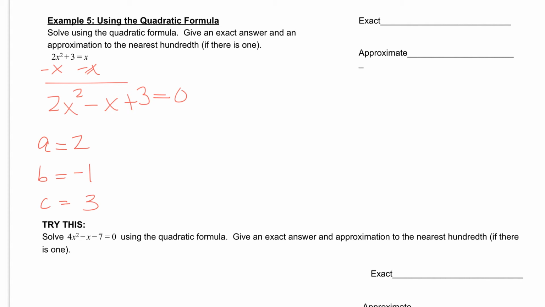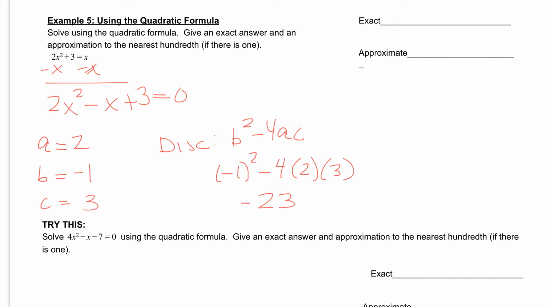And from here we'll look at our discriminant. And remember that the discriminant is b squared minus 4 times a times c. So we have negative 1. Remember, those negative numbers have to be in parentheses before you square them, or you will not get the right discriminant. Minus 4 times our a value of 2 times our c value of 3. Go ahead and plug this in the calculator. You can pause it if you need to, and then make sure you get the right answer, which is a discriminant of negative 23.